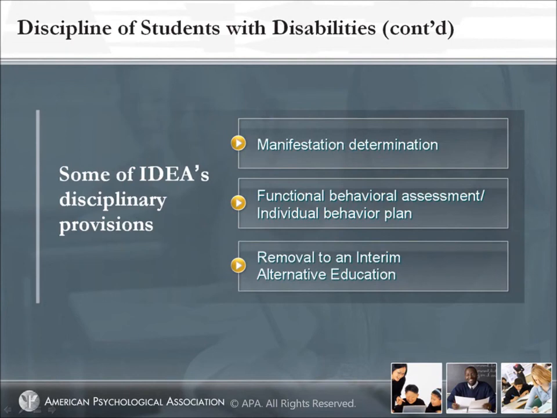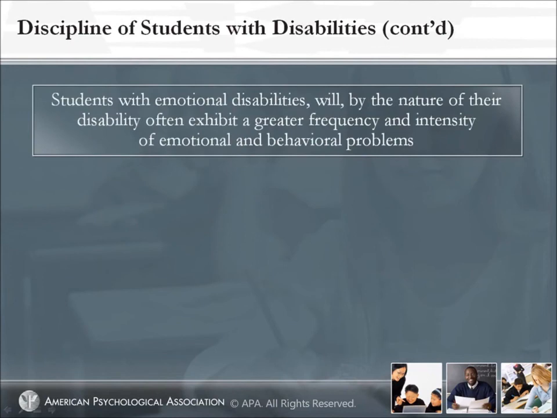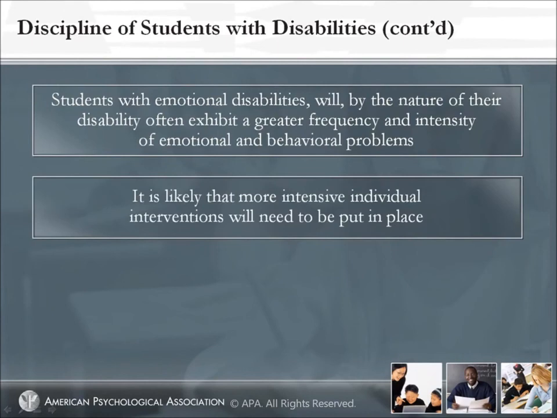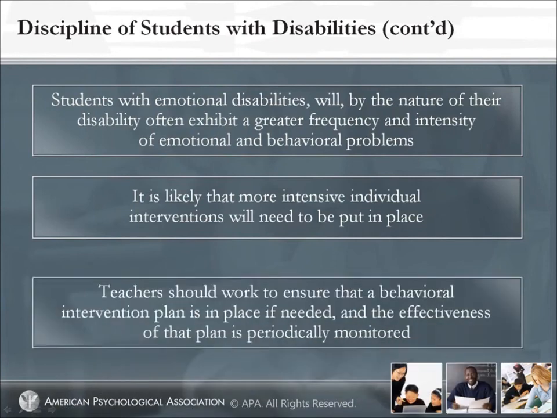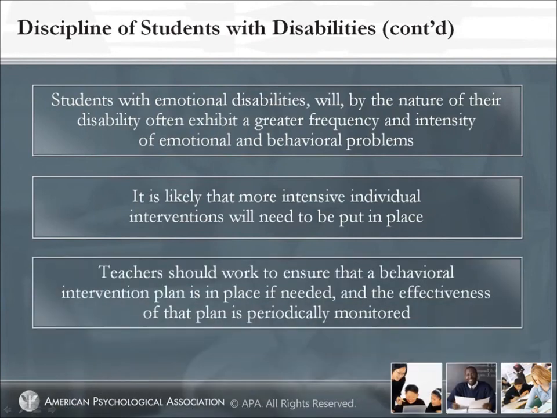This is not to say, however, that there will not be issues requiring additional attention for students with disabilities. Students with emotional disabilities will, by the nature of their disability, often exhibit a greater frequency and intensity of emotional and behavioral problems. With such students, it is likely that more intensive individual interventions will need to be put in place. Teachers should work with a special education teacher of record, the school psychologists, or other personnel who specialize in behavioral issues to ensure that a behavioral intervention plan is in place if needed, and the effectiveness of that plan is periodically monitored.